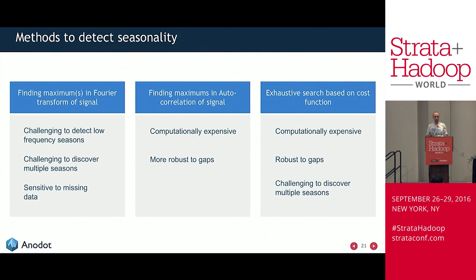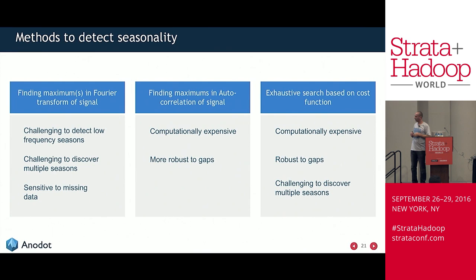The disadvantage of it is that it's very challenging to detect low frequency seasons, because you're going to need a very, very long sequence, and it's challenging to discover multiple seasons. There are all sorts of issues with computing the Fourier transform that cause all sorts of aliasing that make that challenging. It's also sensitive to missing samples. So if you have a signal and it has all sorts of holes in it, it could really screw up the Fourier transform techniques that detect seasonality.